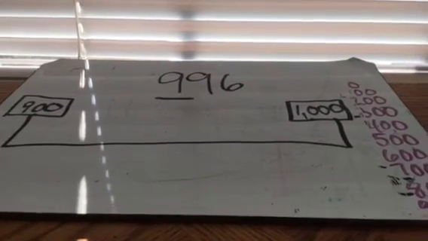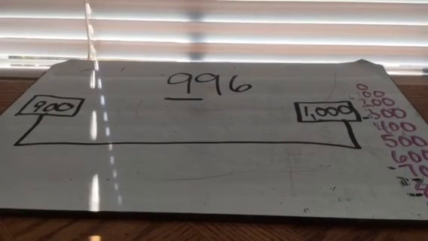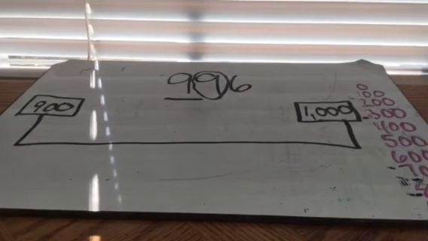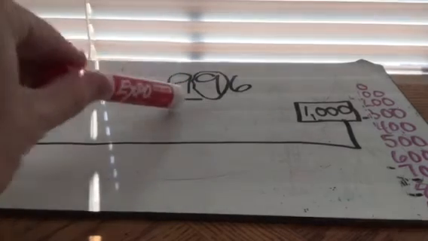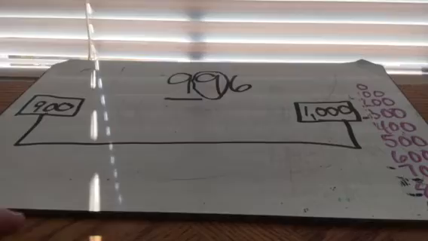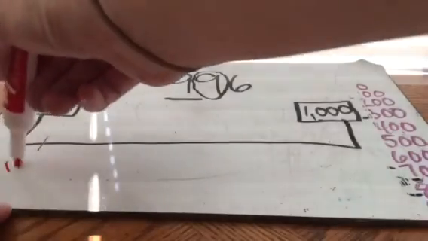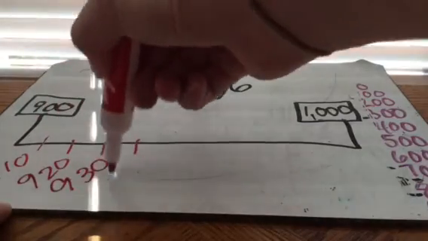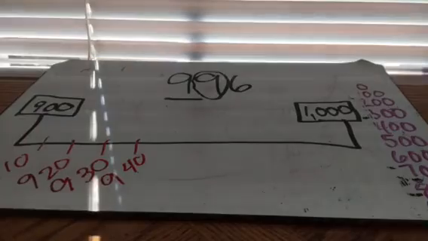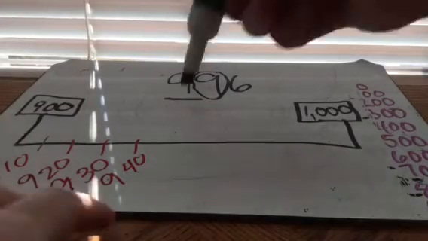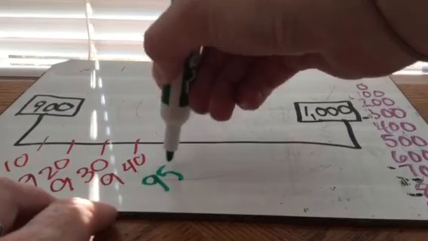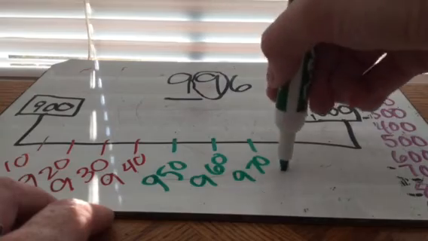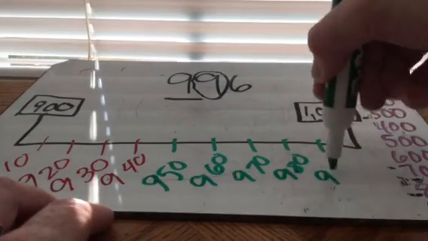So now we can do our rounding. We can go on to step two. I'm going to go to the right and circle it. That's my number that's going to be doing my rounding. It's in the tens place, so I'm going to count by tens. 900, 910, 920, 930, 940. Switch it over to a different color, because once I hit the 5, I switch. 950, 960, 970, 980, and 990.